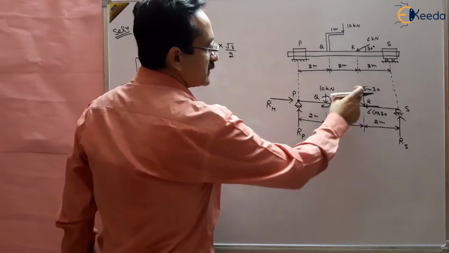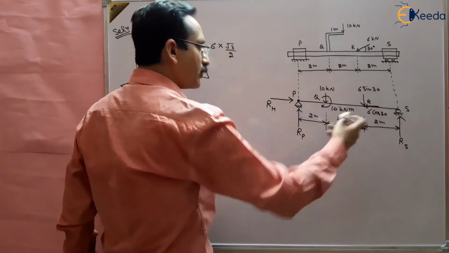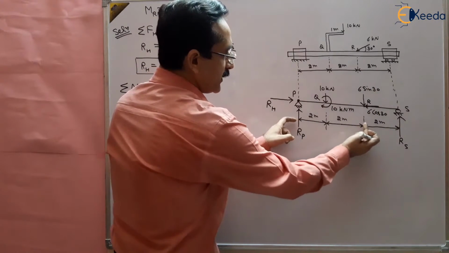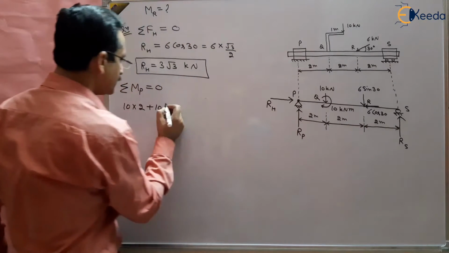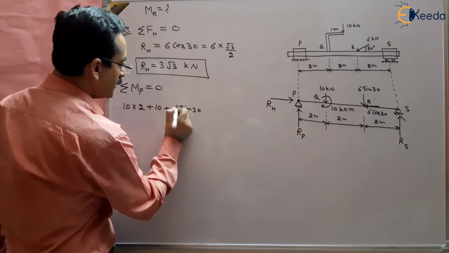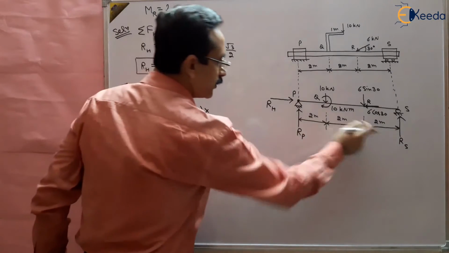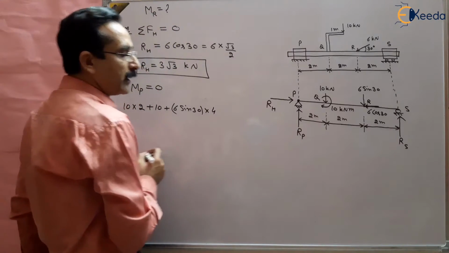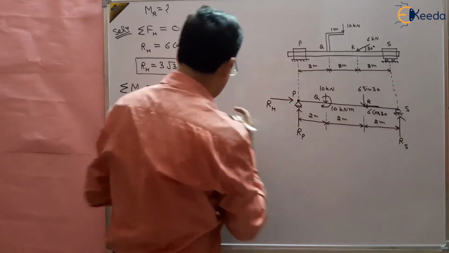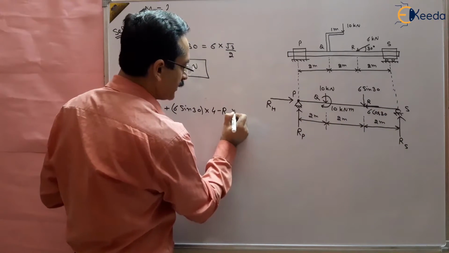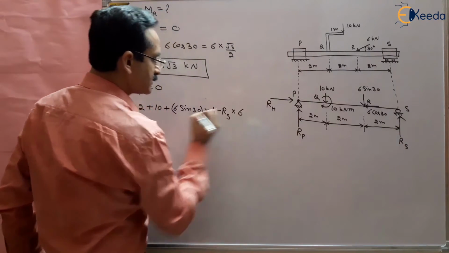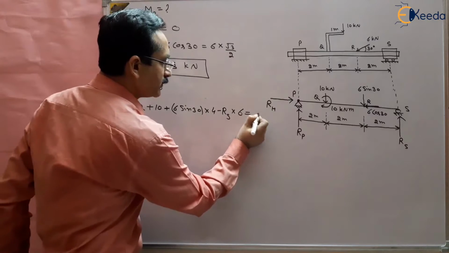Now what is left is 6 sin 30. The moment of 6 sin 30 is again clockwise, and that is 6 sin 30 multiplied by this vertical distance, that is 2 plus 2, that is 4. So this is plus 6 sin 30 multiplied by 4 meters, the perpendicular distance. The moment of RS is anti-clockwise, so it is minus RS multiplied by the perpendicular distance, that is 6 meters, and that should be equal to 0.